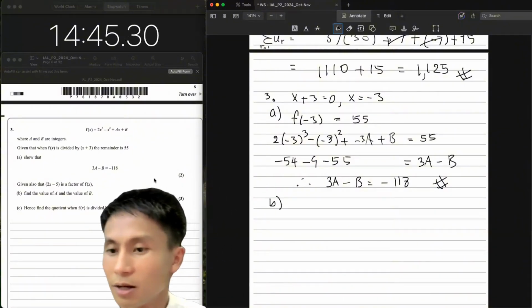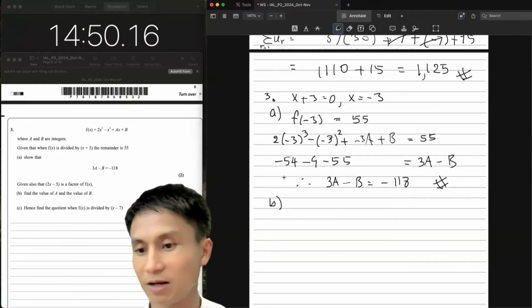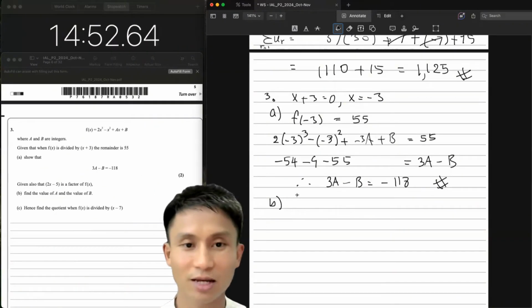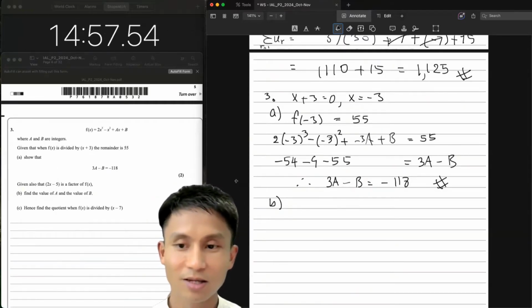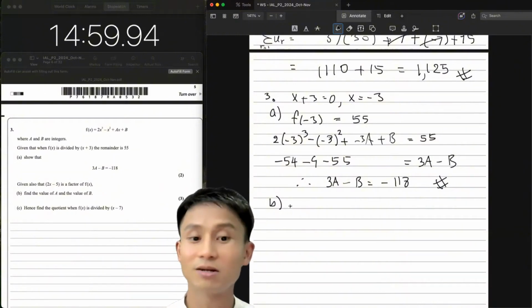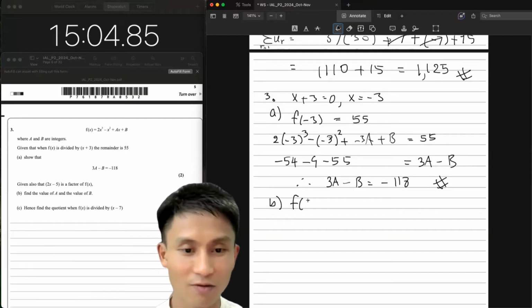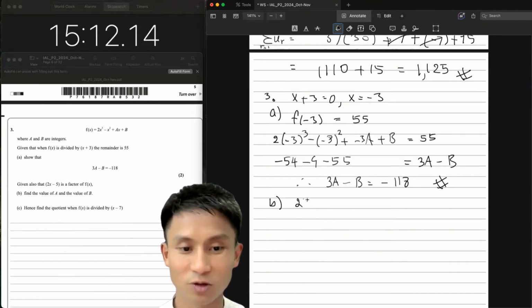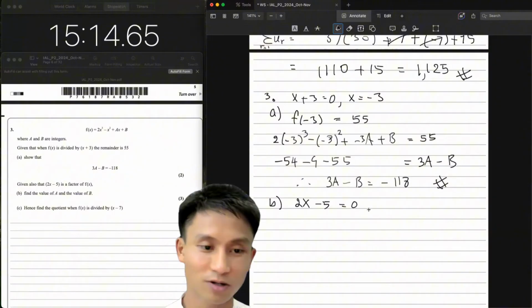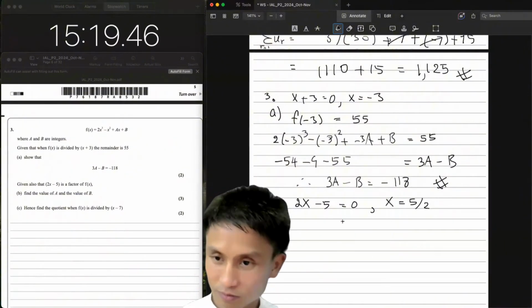B, given also that 2x minus 5 is a factor, find the value of A and the value of B. So again, this is just factor theorem. So instead of getting a remainder of something, we get a remainder of 0. But the critical value, we've got to be careful. The critical value is not 5. It's actually 5/2. If you stick to the real reason why we use critical value, because we are putting this equals 0 first, the critical value in this case becomes 5/2.